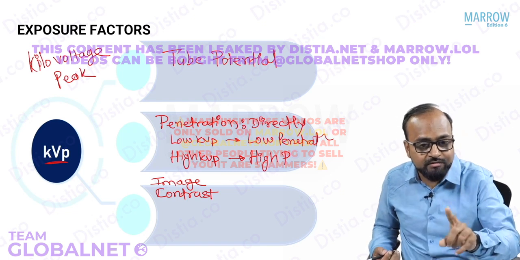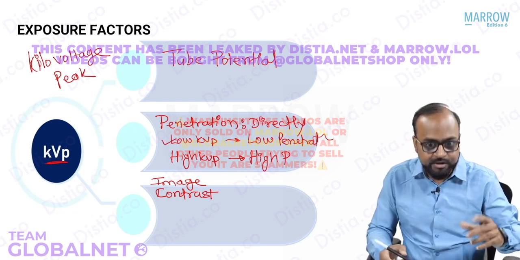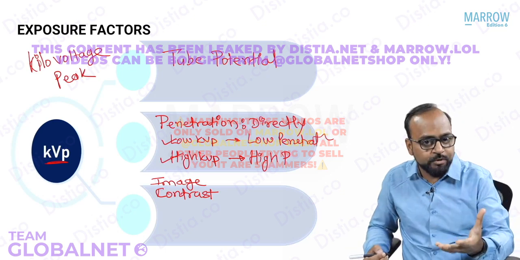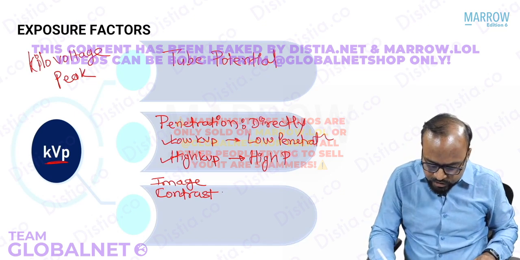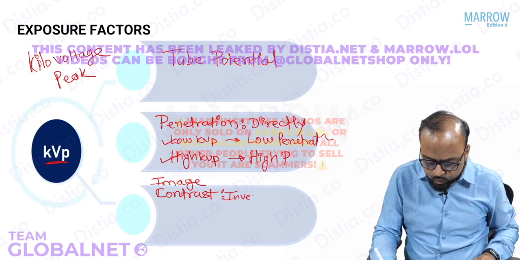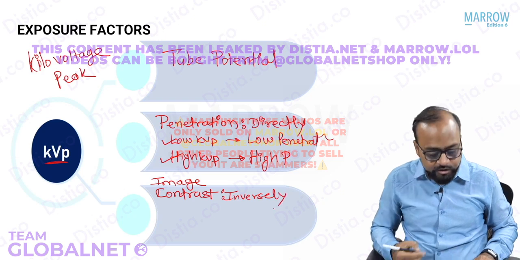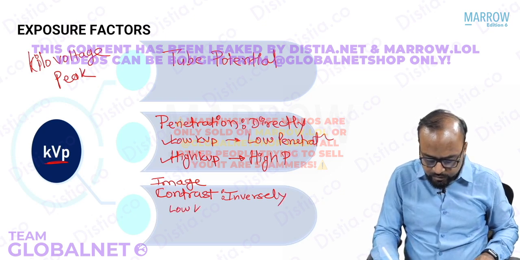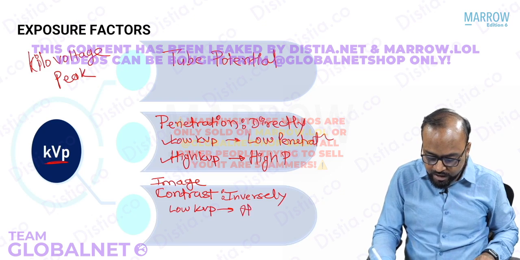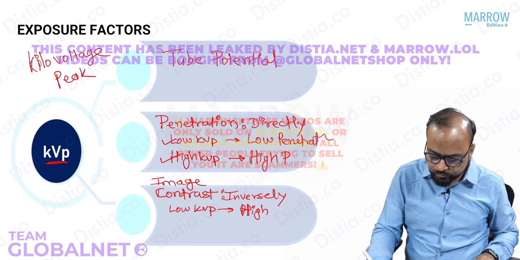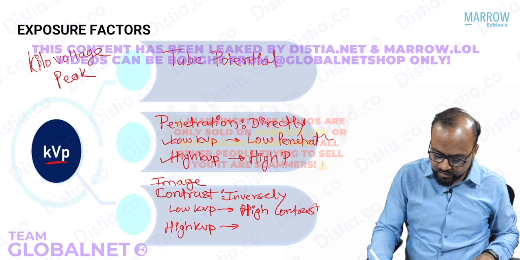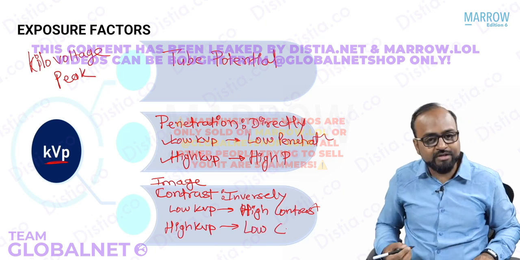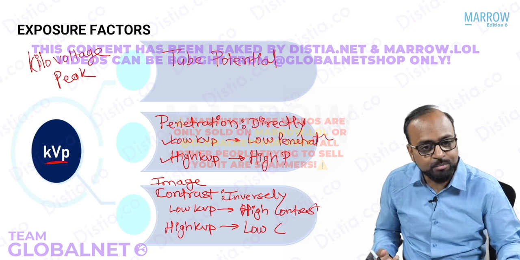So for a thin patient, I will use a low KVP. For a heavy patient, I will use a high KVP, as I need more penetration. But it also affects image contrast inversely. So a low KVP will give rise to a high contrast, whereas a high KVP, because it is inversely proportional, will give rise to a low contrast. So this is how KVP will affect the image.